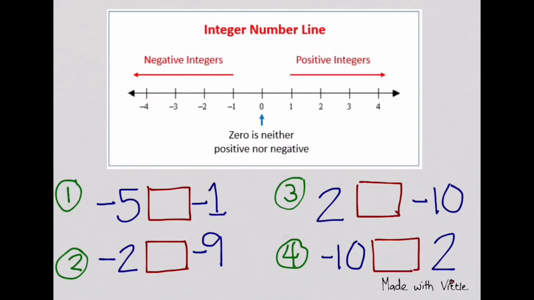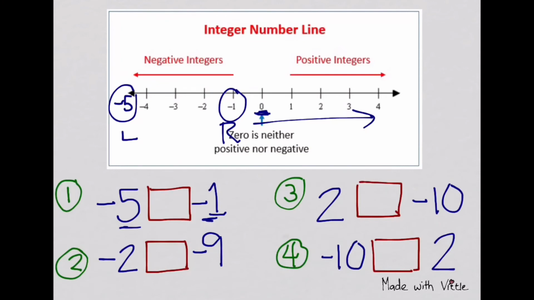Let's do the first one, negative 5. You know negative 5 is to the left of 0, and it's to the left of negative 4. You're trying to compare negative 5 with negative 1. How do you compare them? Negative 5 is on the left side, while negative 1 is on the right side, closer to the positive numbers. Therefore, negative 1 is bigger than negative 5 on the left. So if you have to read this, negative 5 is less than negative 1.